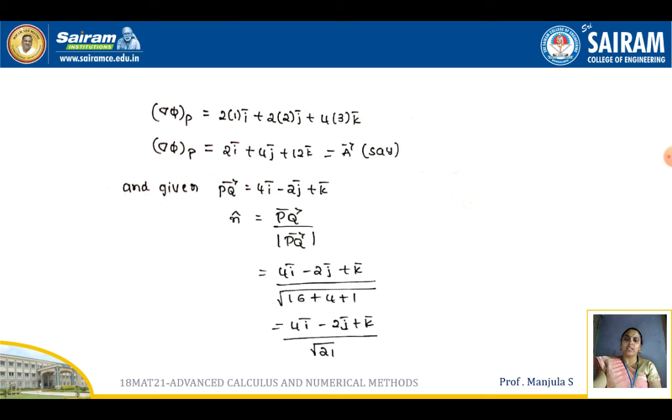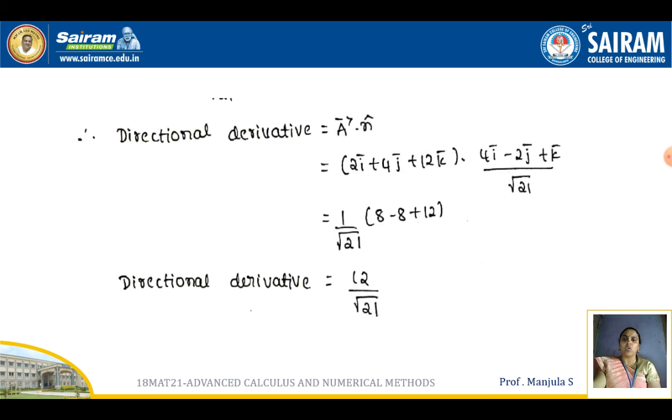Now clearly they gave the direction vector PQ as 4i cap minus 2j cap plus k cap. Now we have to find out the n cap. n cap is nothing but PQ vector divided by modulus of PQ vector. So you substitute the PQ value, that is 4i minus 2j plus k divided by square root of 16 plus 4 plus 1. On simplification, this is 4i minus 2j plus k divided by square root of 21. So this is the value of n cap.